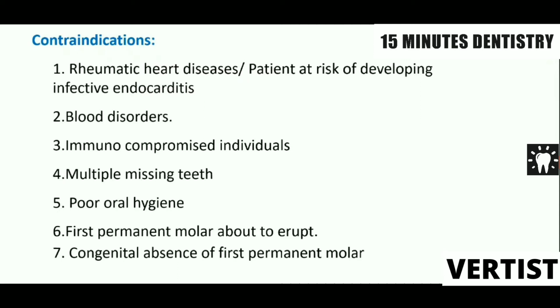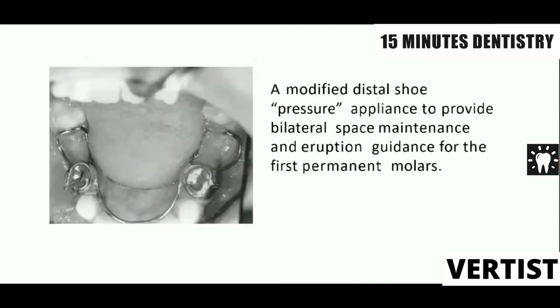In children who are not able to maintain oral hygiene, again, they are not good candidates for placement of the distal shoe space maintainer. When the first permanent molar is about to erupt, again there is no need to go for intragingival extension of the distal shoe. There are other space maintainers available for such a situation, which will be shown in the next slide. And a rare case is congenital absence of the first permanent molar. In these situations, the distal shoe space maintainer should not be given.